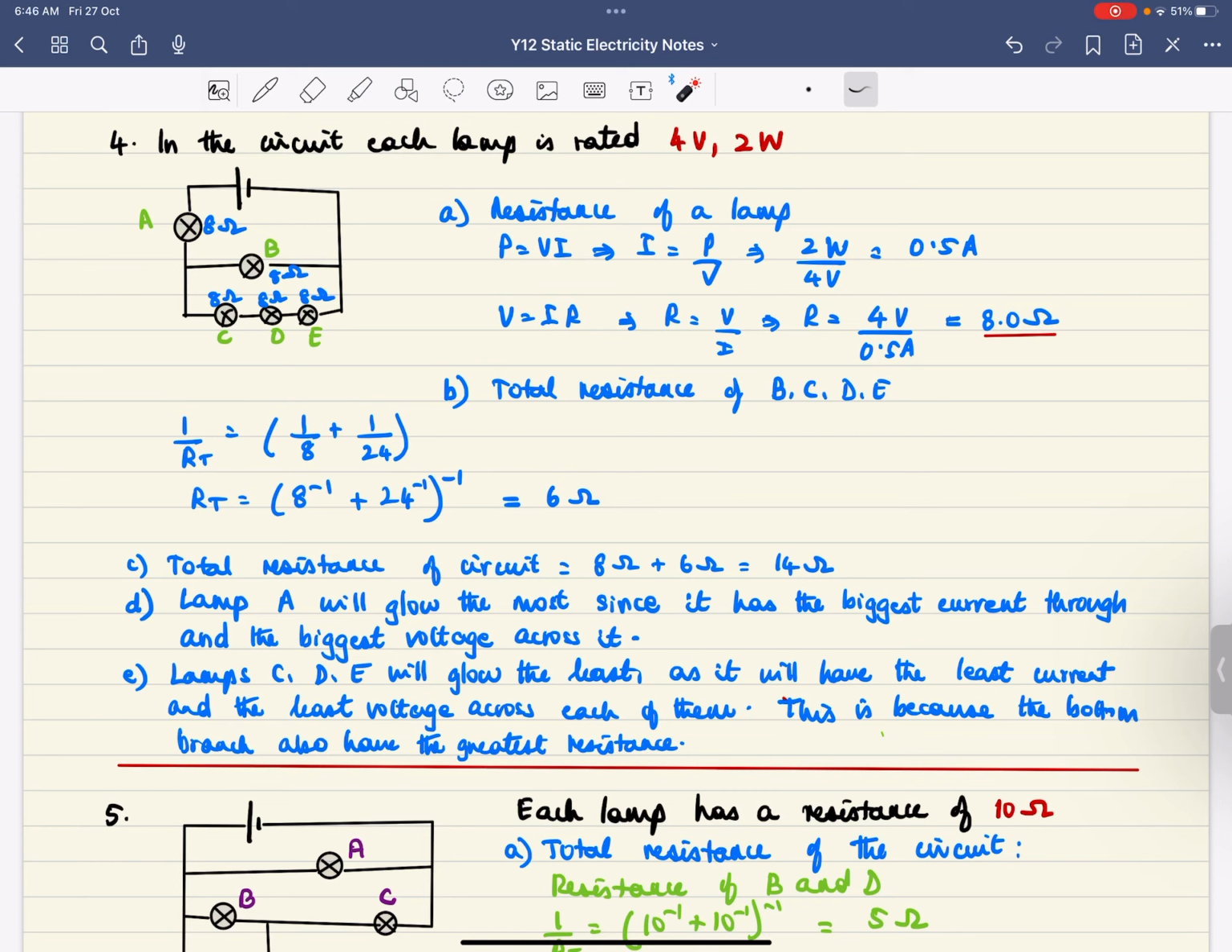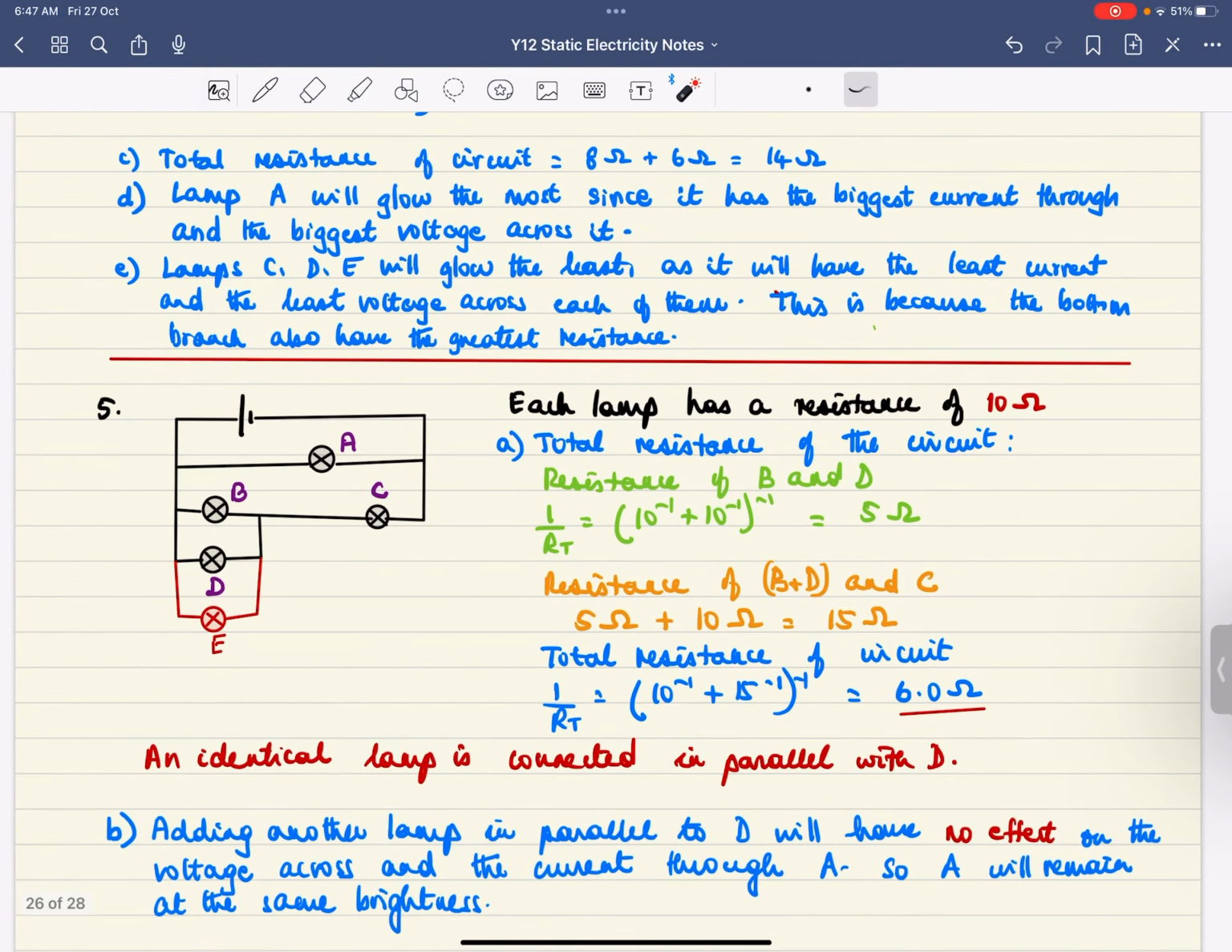Lamp A, so they've all got the same resistance, they're all 8-ohm lamps, but lamp A gets the biggest current, so it will also have the biggest voltage across it compared to the other lamps, so it will be the brightest. The current through the branches will be less. So this will have the least current, because current and resistance are inversely proportional, so these will be the dimmest.